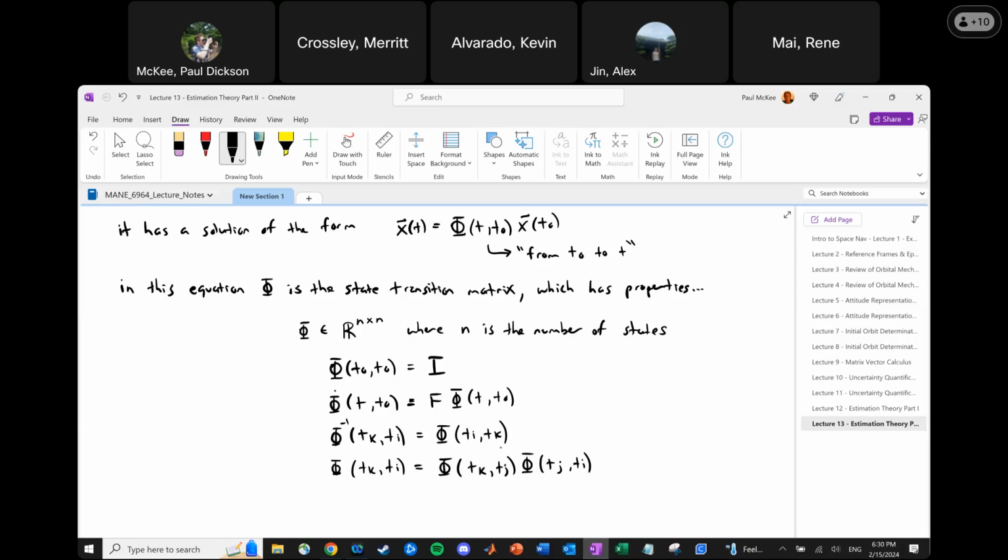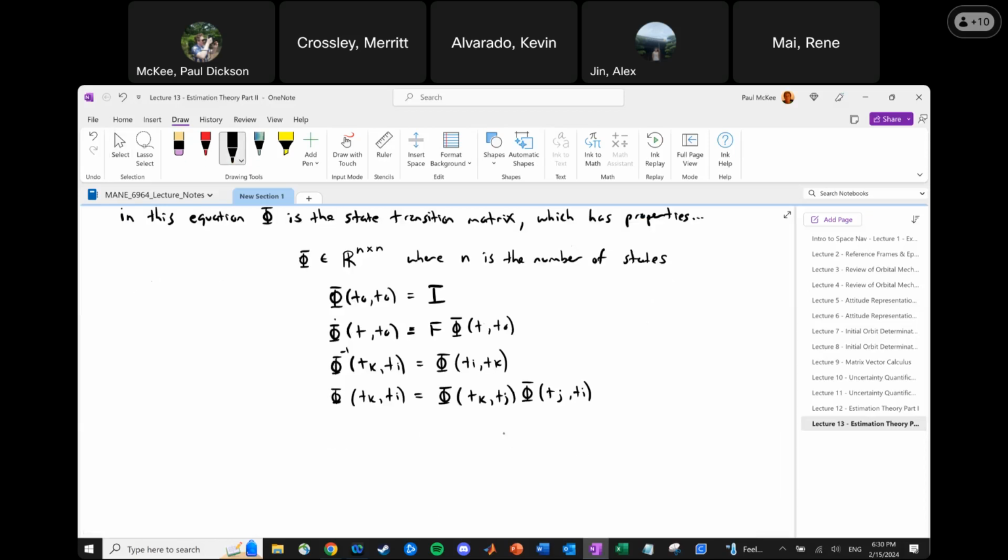So if you have a state transition matrix from time i to time j, and then you have another one that goes from j to k, and you multiply those together, you get from i to k. So hopefully that makes sense. So here comes the neat trick.